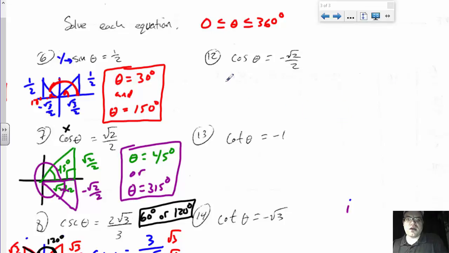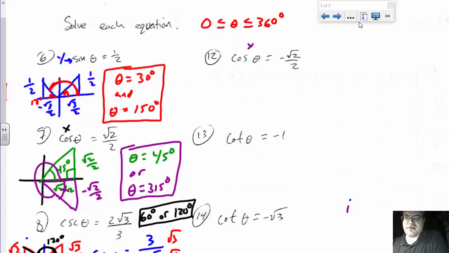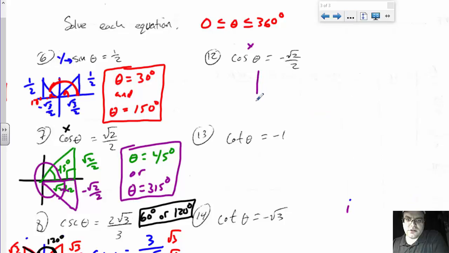All right, here we go. Cosine theta equals negative root 2 over 2. This is an x value. And negative root 2 over 2. This is really a terrible drawing. I really can't do much of that. Let's do this again. There we go, a little better.